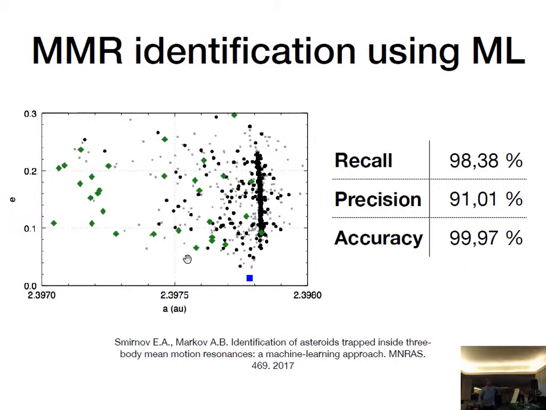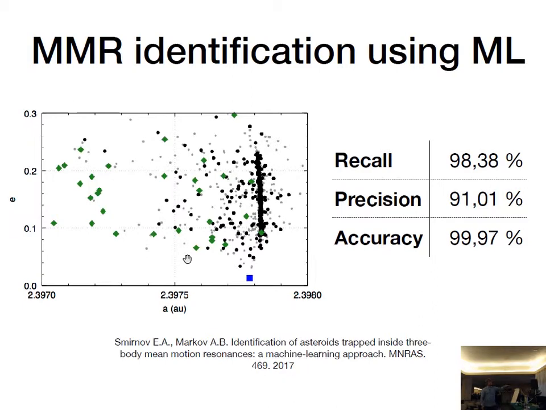Black are the asteroids that have been identified using machine learning. So, they are really resonant. We have double checked this with numerical integration. Green are false positives. So, the machine learning method identified them as resonant, but they are actually not. And blue is false negative. Machine learning has identified it as non-resonant, but it is actually resonant.